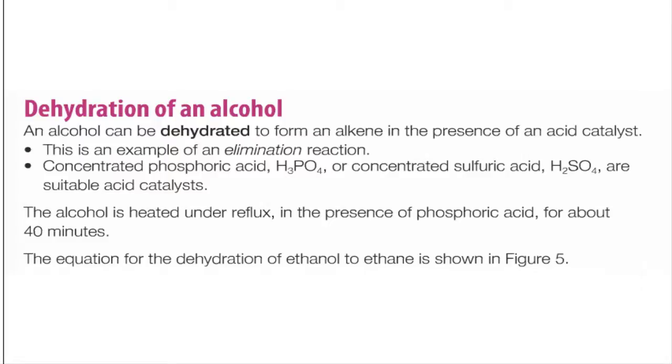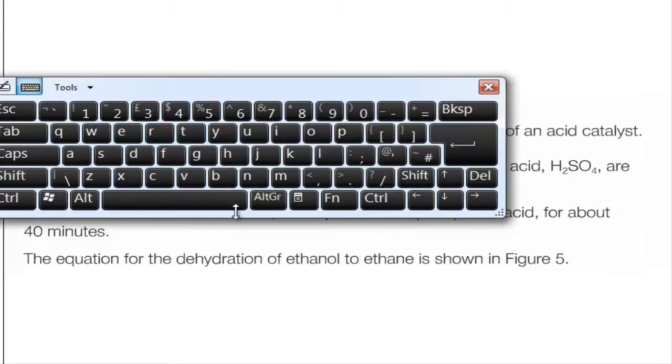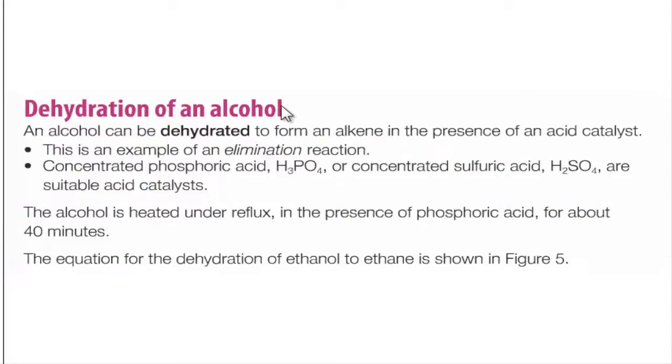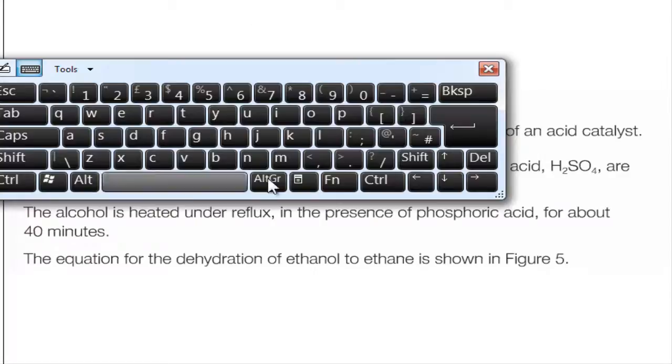Dehydration of an alcohol. An alcohol can be dehydrated to form an alkene in the presence of an acid catalyst. It's also called an elimination reaction. Concentrated phosphoric acid, H3PO4, or concentrated sulfuric acid, H2SO4, are the acid catalysts. The alcohol is heated under reflux. That's the continual boiling and reacting of a aldehyde until it becomes a carboxylic acid.